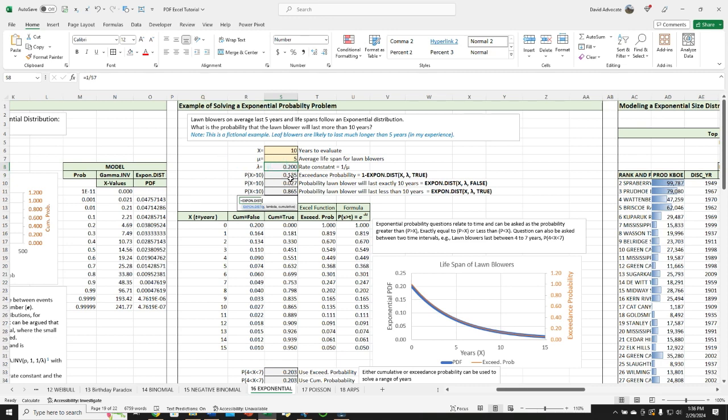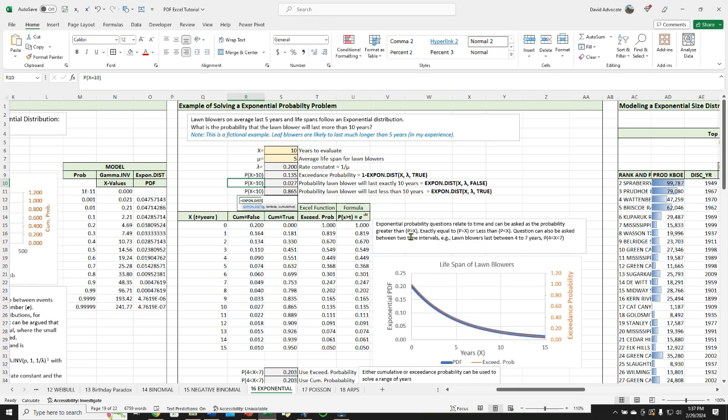In these gray cells we answer 3 questions. What is the probability that the lawn blower will last greater than 10 years? In which case it's an exceedance probability, or 1 minus the expon.dist with x, mu, and the cumulative equal to true. We can answer the question of what's the probability of the lawn blower lasting exactly 10 years, which is just the mass density function. And then we can ask what's the probability of the lawn blower lasting less than 10 years, which is the expon.dist with the x value, mu, and the cumulative equal to true.